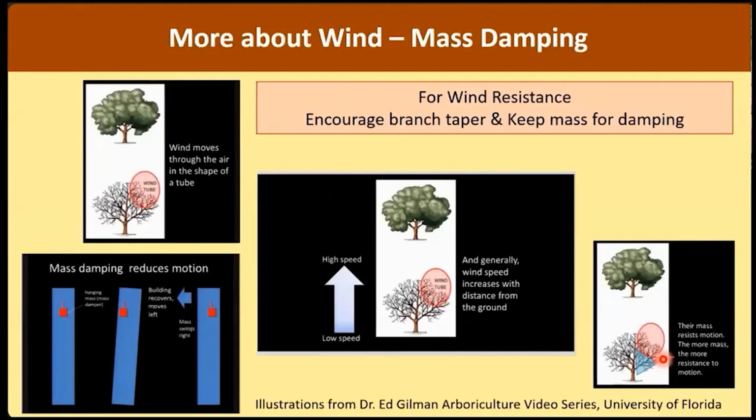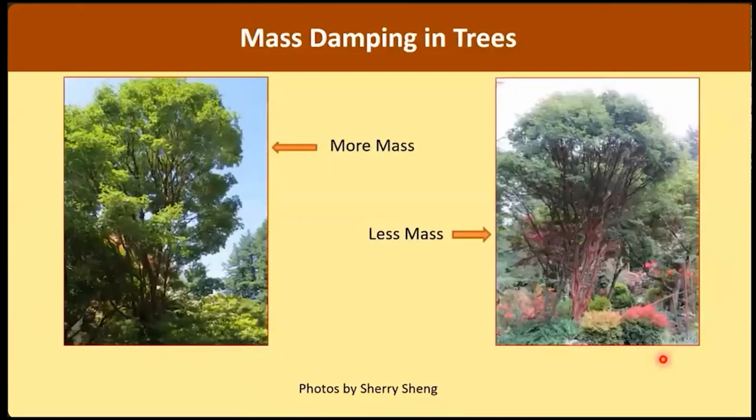All right, so that is a lot of mechanical engineering. And what does that mean to pruning? These two are the same species, Acer griseum. The one on the left kept lots of leaves and branches throughout the tree, so it contains more mass for damping compared to the one on the right. So the lesson for pruning is keep lower branches and leaves throughout your tree. That will improve the tree's stability in high wind.